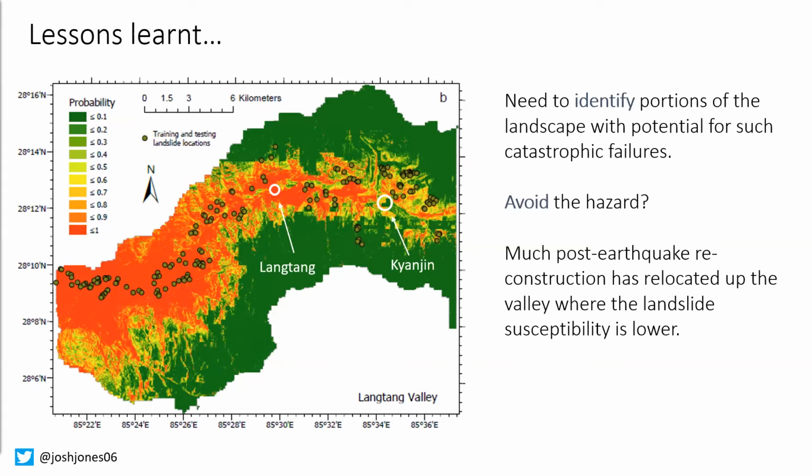So the white dot on this figure to the left shows where Langtang town was located in this zone of very high likelihood of getting a landslide. The dot on the right, Tianjin, is the town that a lot of people have moved to, which, as you can see, is somewhat lower risk. So hopefully by trying to identify these hazards and then trying to avoid them, in the future, locals and tourists should be less at risk from a similar future event.